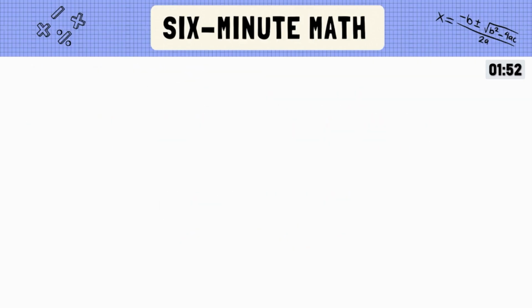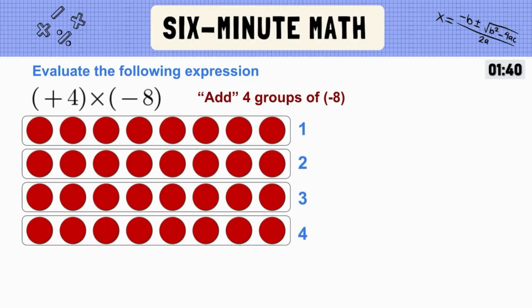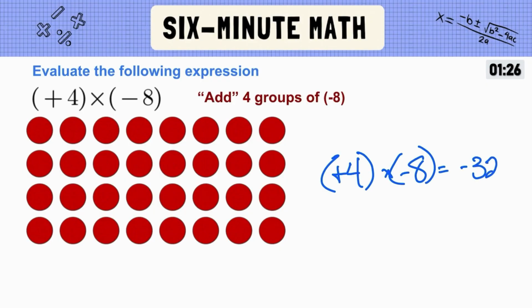Couple more examples here. We're going to evaluate positive 4 times negative 8, which is the same as adding 4 groups of negative 8 chips. So I have my 4 groups of negative 8 chips. I get rid of my groupings, and I know that positive 4 times negative 8 is equal to negative 32.